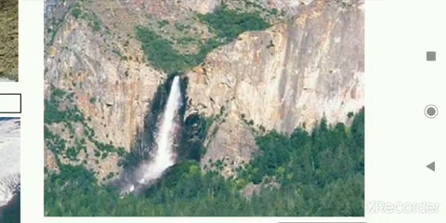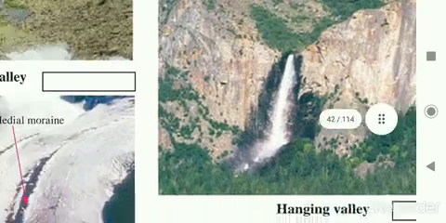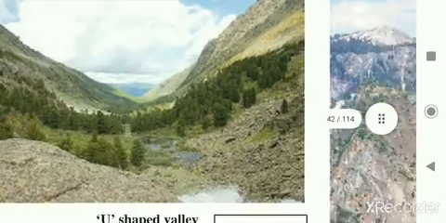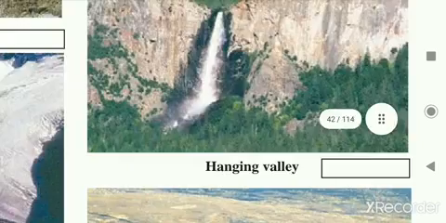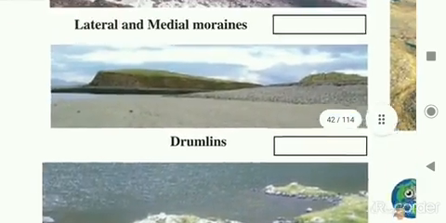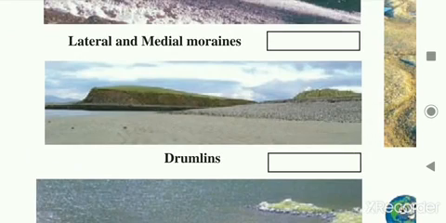See, next is given, in this picture, U-shaped valleys, and these are the hanging valleys. Next, eskers are also found. These are the different landforms formed due to the erosional work of the glacier. Now let us see which landforms are formed due to the transportational work of the glacier.